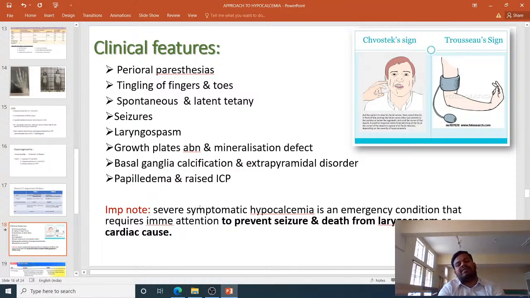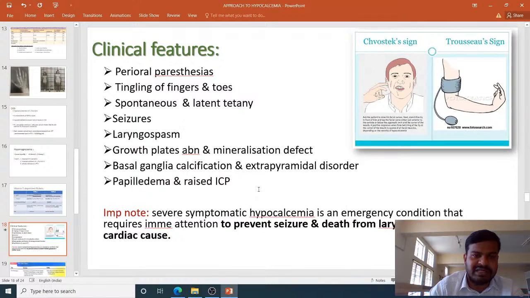Severe symptomatic hypocalcemia is an emergency condition that requires immediate attention to prevent seizures and death from laryngospasm or cardiac causes. Since calcium is important for the cardiomyocytes, if there is low calcium, there is improper contractility of the cardiac muscle. So there can be arrhythmias and sudden cardiac death in patients with severe symptomatic hypocalcemia. So definitely you should be treating immediately with intravenous calcium, which we'll be discussing further.